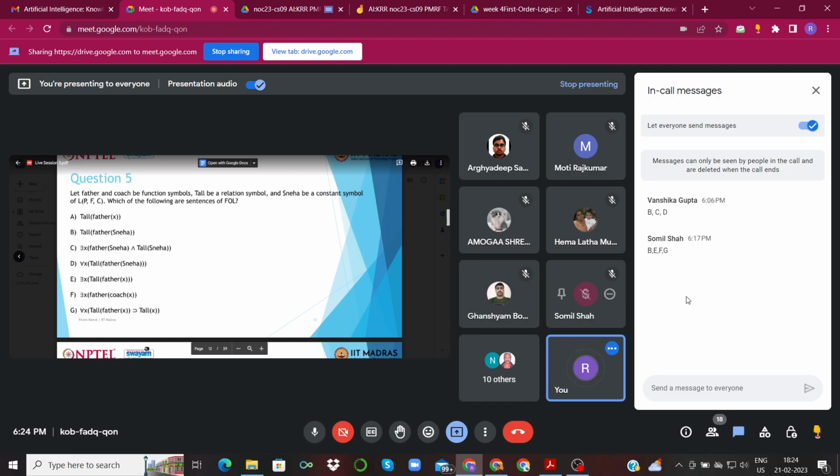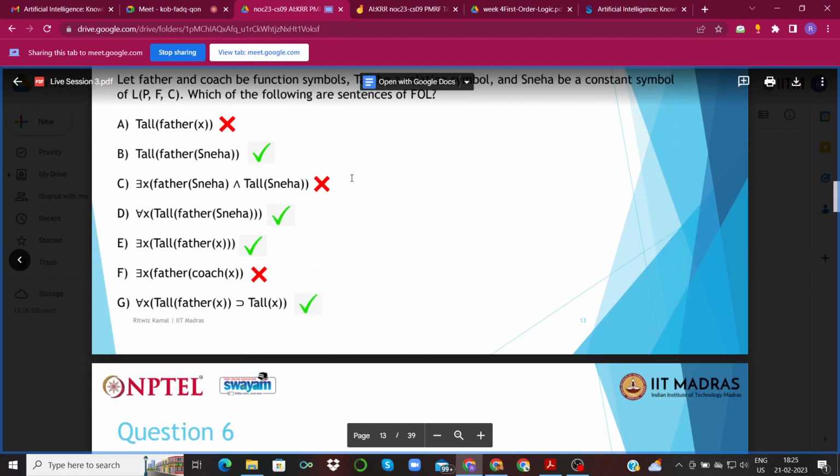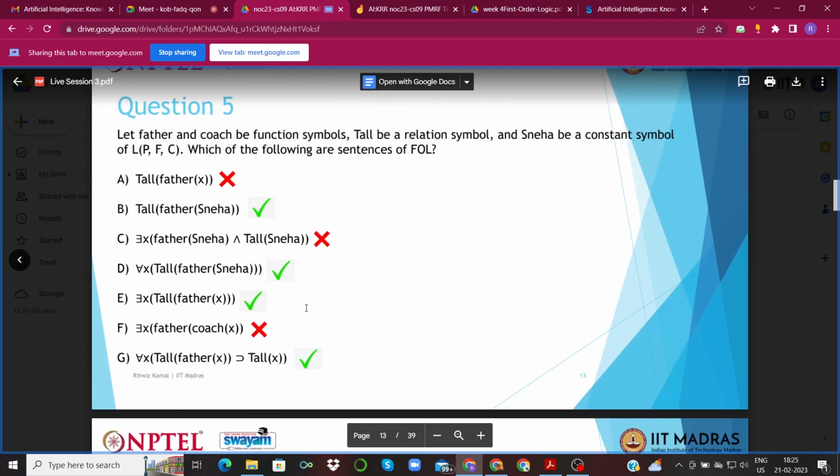And then F is not correct because again, the same logic. Father is a term, father is a function symbol, not a predicate, right? And then G is a correct option because X is within the scope. Right? So the correct answers are B, D, E, and G.